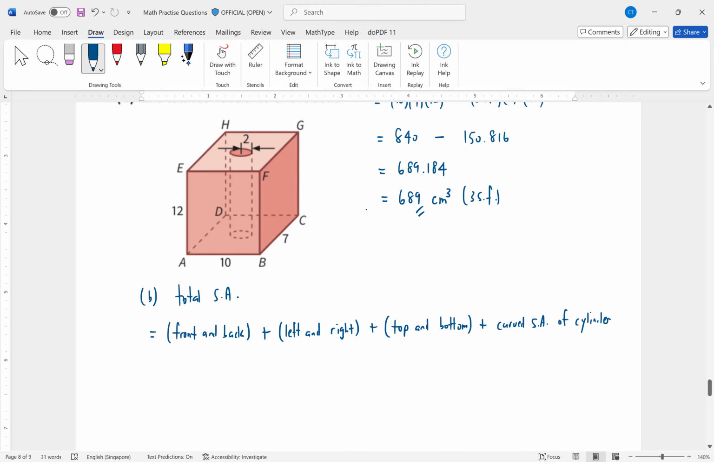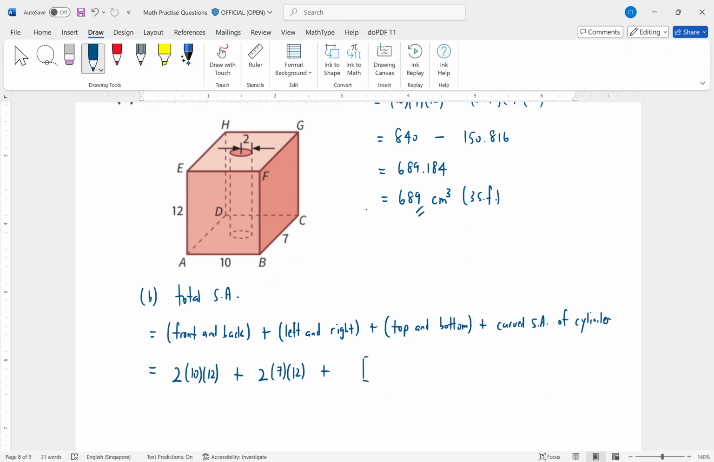The front and back is just a rectangle, so the area is 10 times 12. Because we have 2 of them, front and back, times 2. The left and right will be 7 times the height 12. We also have 2, so times 2.